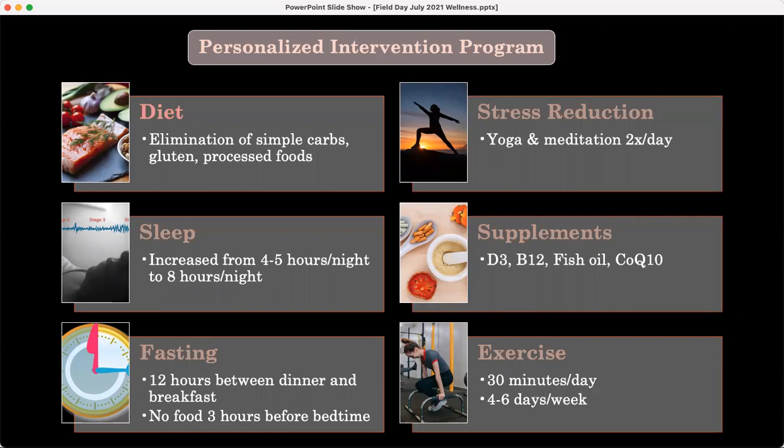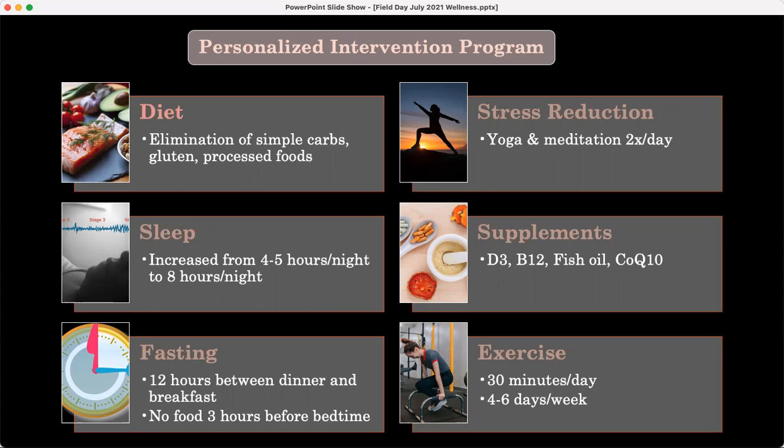She had a personalized intervention program that looked like this, actually. She had a diet program that was elimination of simple carbs, gluten, and processed foods. There was no caloric restriction. Her sleep was increased from 4 or 5 hours a night to 8 hours a night. She had put on a fasting program where she did not eat 3 hours before bedtime, and she had a 12-hour fast between her dinner and her breakfast. For stress reduction, she did yoga and meditation twice a day, and she actually became a yoga instructor.